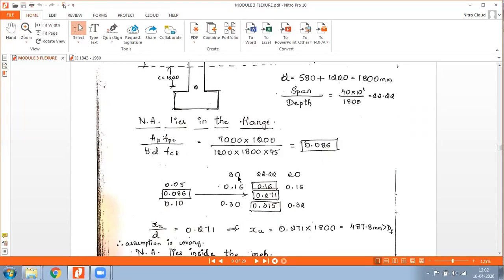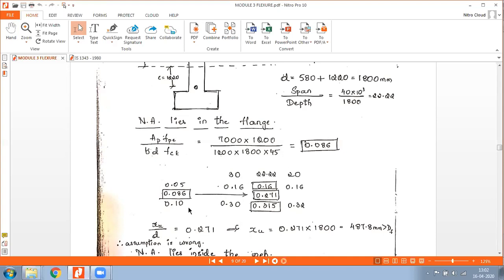That is, for L by D ratio of 30, it is 0.16. For L by D ratio of 20, it is 0.16. For the L by D ratio of 22.22, it will be 0.16, because these two values are constant. Hence, we can get the same value.